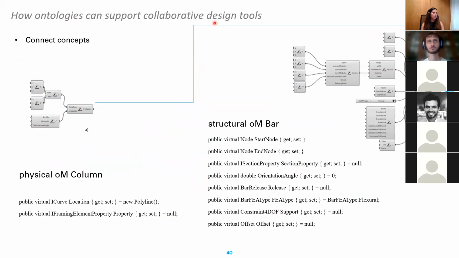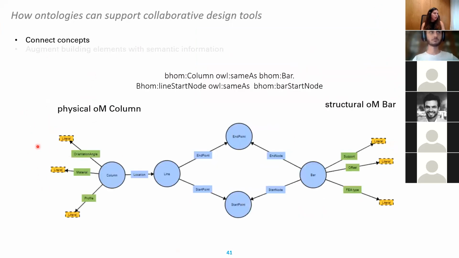For example, one way ontologies could support collaborative design tools is that you can directly connect concepts. Here you have the concept of a column. Here you have the concept of a bar, which in essence are both a representation of the same built physical asset. Then you can say with semantic web standards, hey, this column is the same column as that. Then you can query information, for example, from this material to this bar, even if it doesn't have the material property, just because these two things are the same. Just to show it in a graph, you have a column, you have a line, and maybe the start point is the same. So it's quite flexible to manipulate this data on a graph.